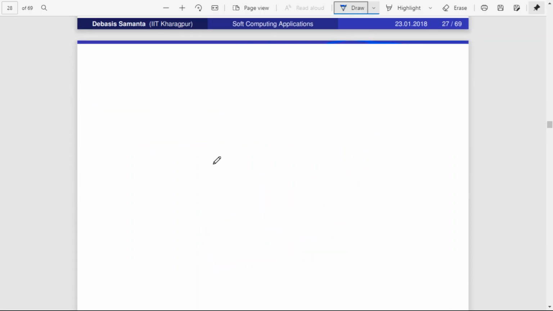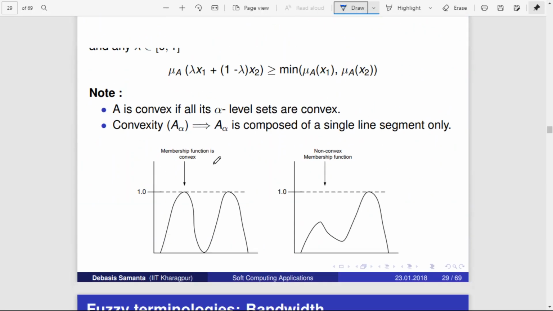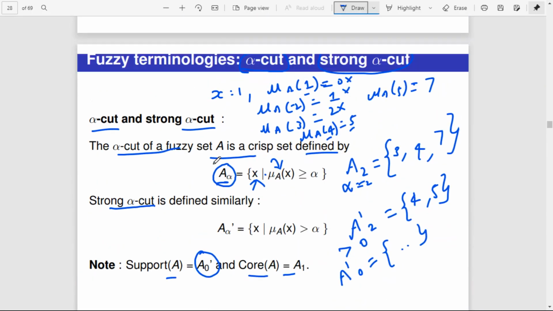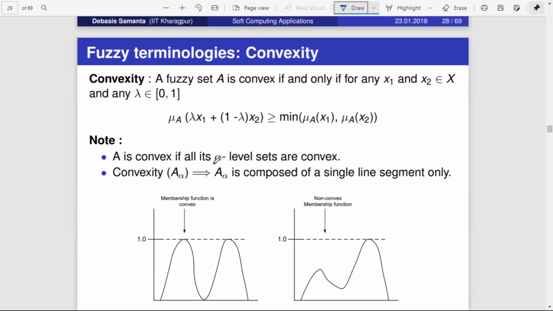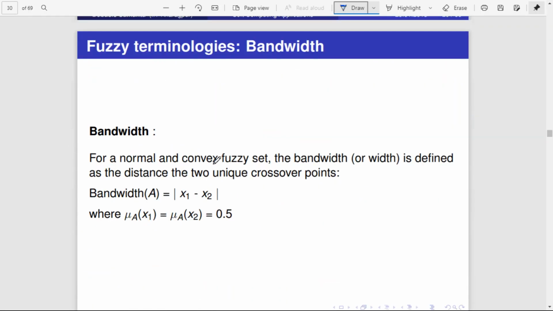So this is about alpha cut and strong alpha cut. Next we'll be discussing something called bandwidth. So what is bandwidth? Bandwidth is the difference between two points x1 and x2, such that the membership function of x1 and x2 is equal to 0.5. Previously we discussed that 0.5 is nothing but the crossover point.